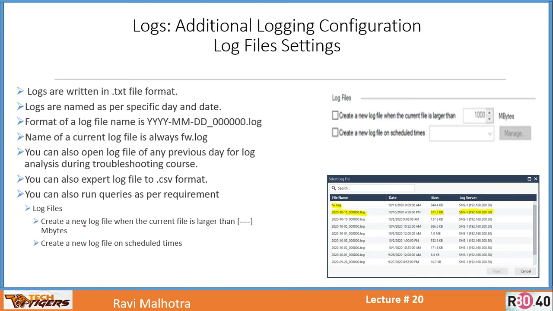Logs are written in .txt file format. Logs are named as per specific day and date. The format of a log file name is YYYY-MM-DD underscore 000000 dot log, which you can see over here. That's the year, that's the month, that's the day, that's six zeros dot log. Okay.